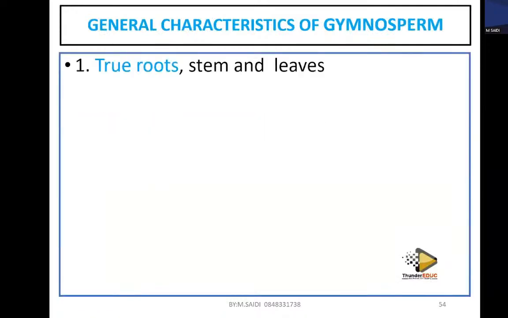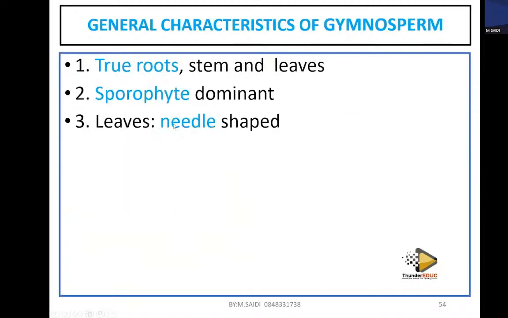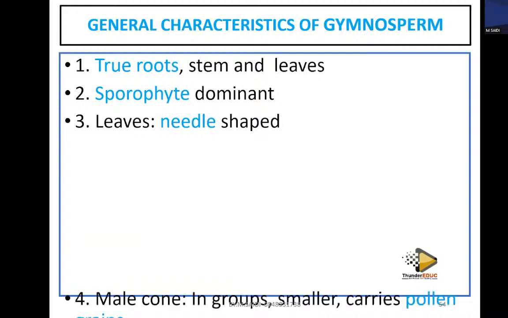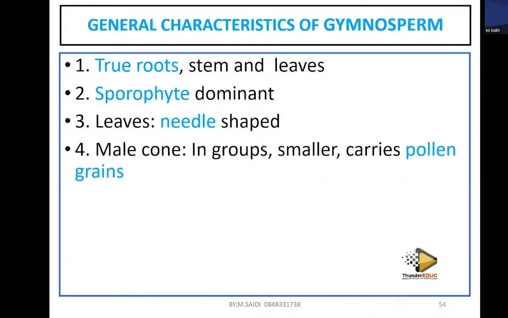Number one, true roots, true stems, true leaves. We have talked about them. Number two, sporophyte is the dominant generation. We have said it. Leaves are needle-shaped. It means that most of them are what? Long. Most of them. Then another one, we are saying that male cones are in groups, small, and they carry what we call the pollen grains. They are smaller. The female are big, as you know.